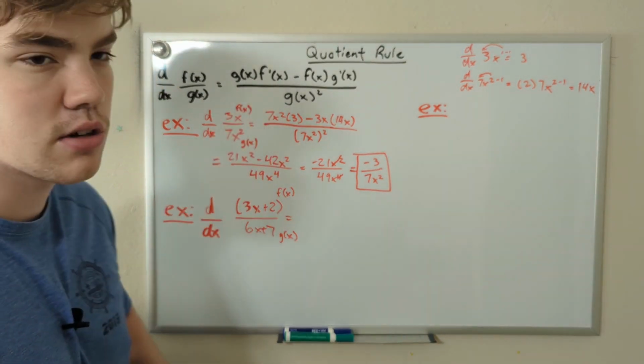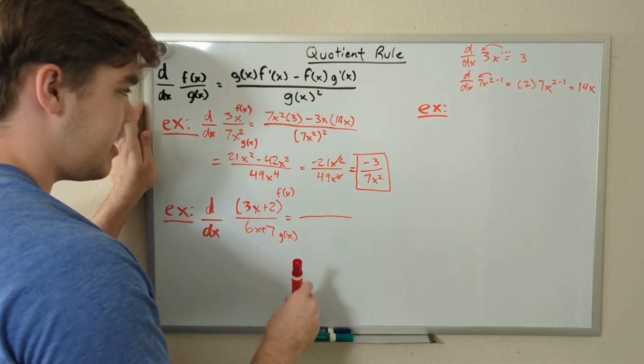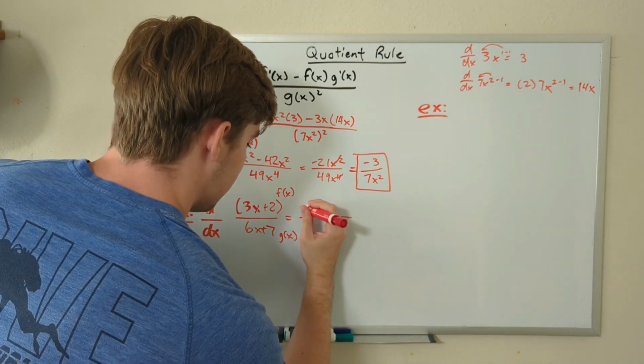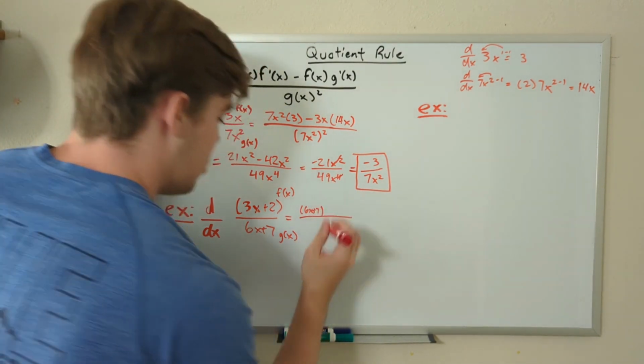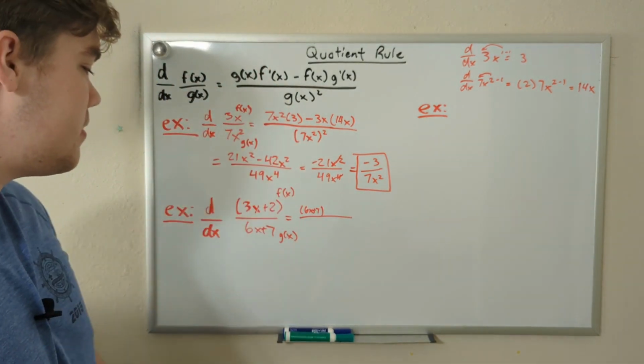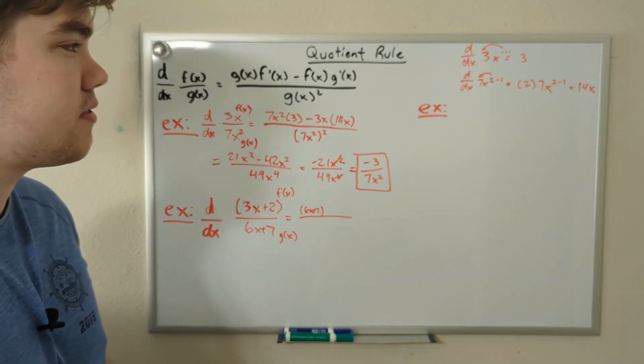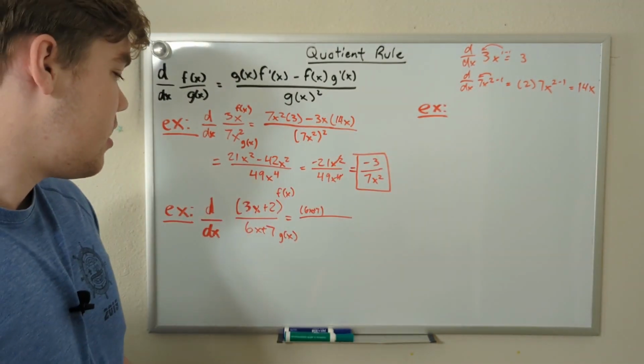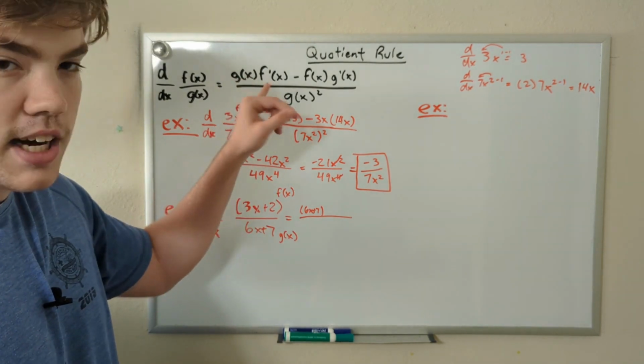Once again, we just have to use the quotient rule to solve. Let's put a big old division sign here. First, we need to put in g of x, which is just 6x plus 7. And then we need to multiply that by f prime of x. So once again, we need to find the derivative of this function. We can do that over here. And just like in our last example, we need to multiply that g of x times f prime of x.